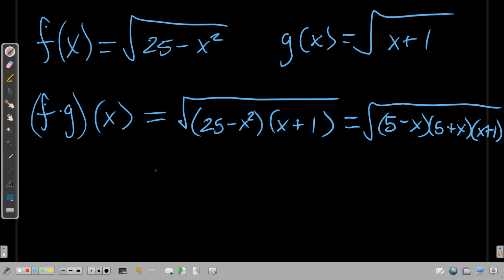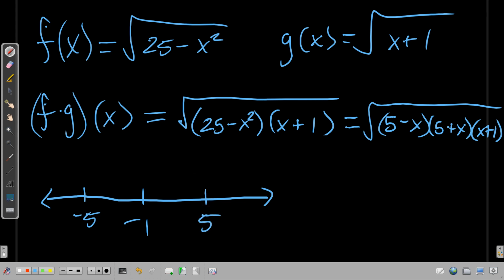And since it's factored, I can now know where that cubic function is non-negative. Think back all the way to week 1. I have to make my number line drawing. I have to put the partition points. The partition points are -5, -1, and 5. That's 3 unique roots for this cubic function.